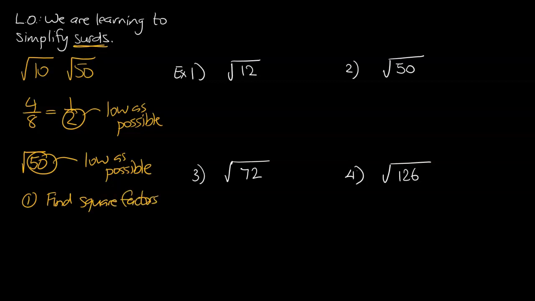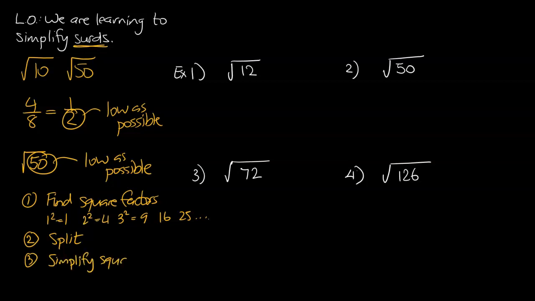An example of square factors, they revolve around square numbers. For example, 1 squared is 1, 2 squared is 4, 3 squared is 9, and we could get 16, 25, and so on. Hopefully that makes sense about what these square factors, these square numbers, are. Once we've found the square factors, we're going to do what I call a bit of a split, and I'll show you what that is. And the final part is we then simplify the square factor. And once you've done that, you should have the simplified surd.